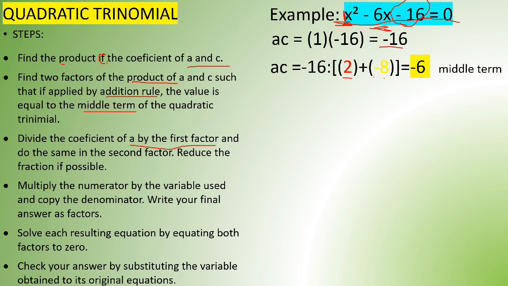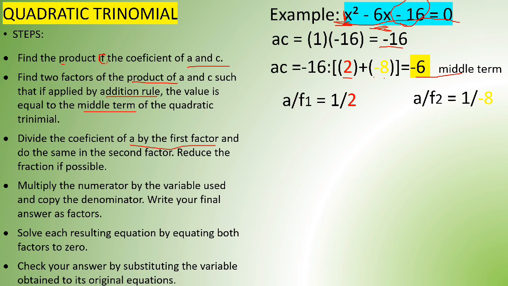Kaya meron tayo dito 2 plus negative 8. So, ito yung middle term natin. Pagkatapos nun ay i-divide natin si first factor, which is 2, A over factor 1. So, ang A natin ay 1. So, 1 all over first factor 2.